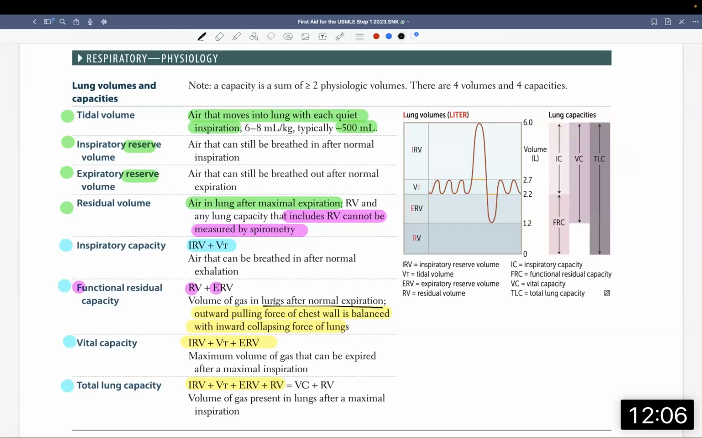This is the volume of gas in the lungs after normal expiration. So this is like the cutoff point where the outward pulling of the chest is balanced by the inward collapsing force. So that's why they're calling it functional residual. At this point, the outward pull of the chest wall is balanced by the inward collapsing force of the lungs. So that's why they keep bringing up the FRC. It is a kind of balancing point. Yeah, that's the balancing point.